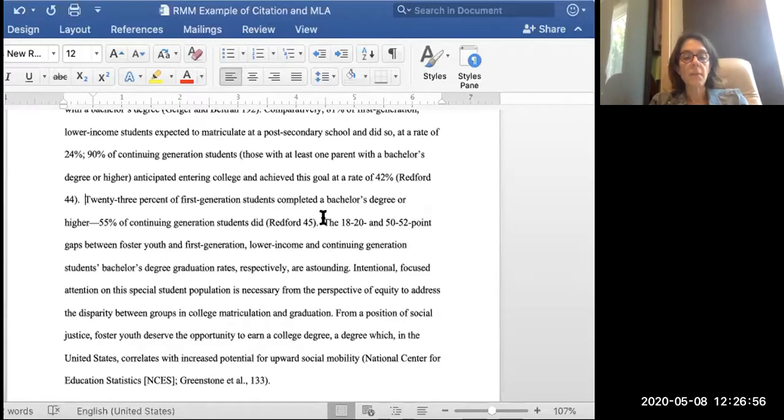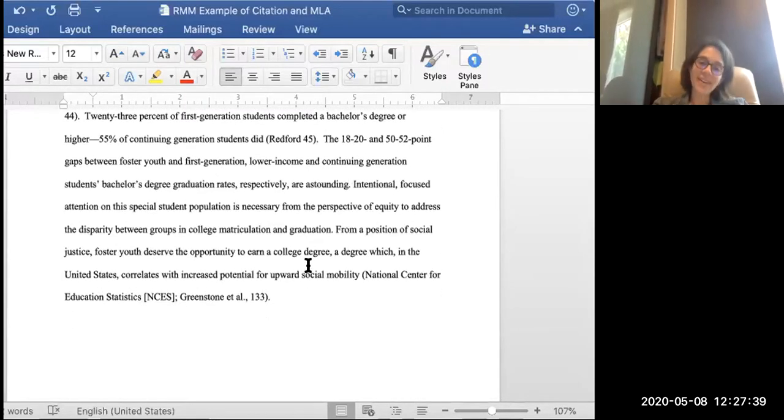If this was not my summary here, the 18 to 20 and 50 to 52 point gaps, I could use a signal phrase like, he also compares these 18 to 20 and 50 to 52 point gaps between foster youth and first generation and continuing generation students to come to the conclusion that the disparity is vast, right? So that he also, and then putting the page number here, if I were to do that, that's what you would want to do. All right, so essentially, you need to cite any information that informs your views.